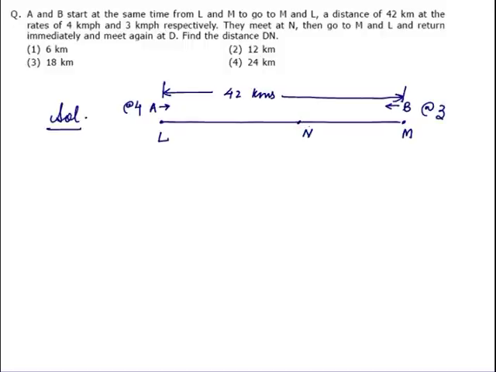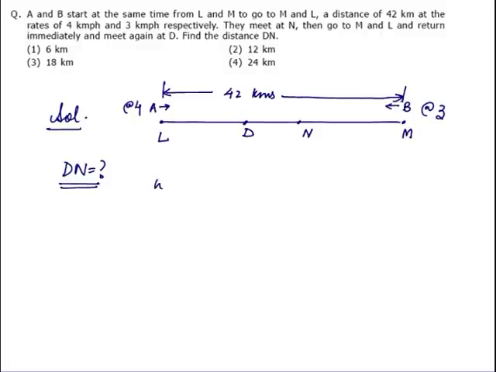They have met at N, then they reach M and L and return and meet at D. Let us say this is D. So the question is, what is the value of DN? DN is to be found. This is the question. Not too difficult.